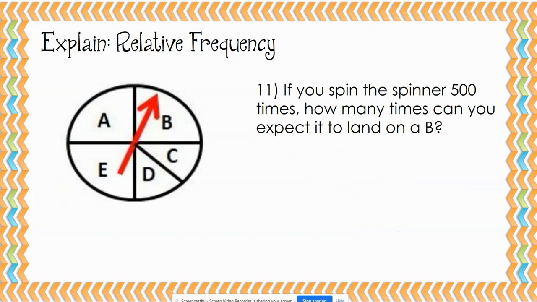Number 11 says, if you spin the spinner 500 times, how many times can you expect it to land on a B? I want everybody to solve that now and type your answer in the chat.